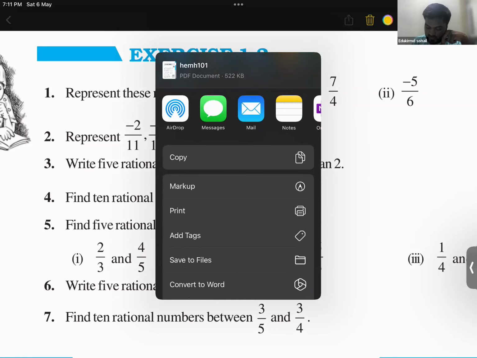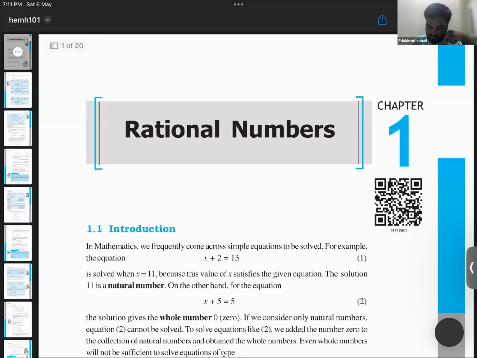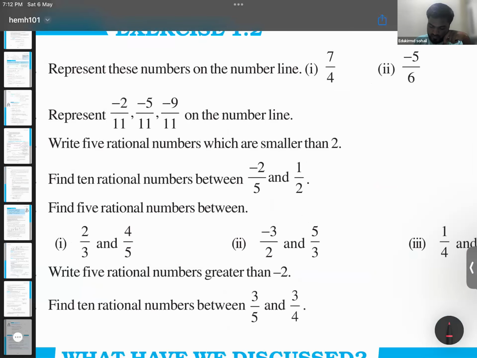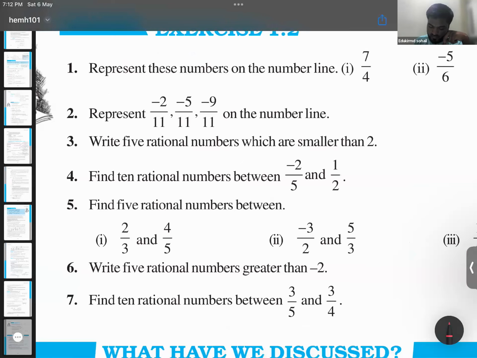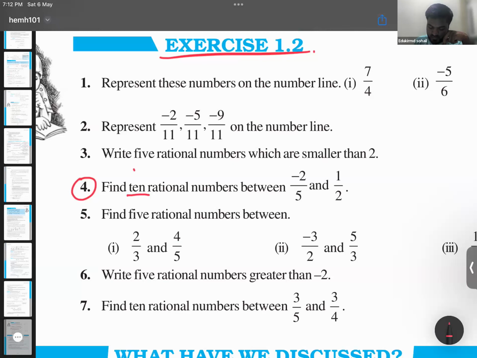Yeah, Ifra, am I audible? Yes, okay. Hello? Okay. Yeah, solve question number 4. You just have to find 10 rational numbers. Okay, don't find 10, just find 5 rational numbers between minus 2 upon 5 and 1 upon 2.